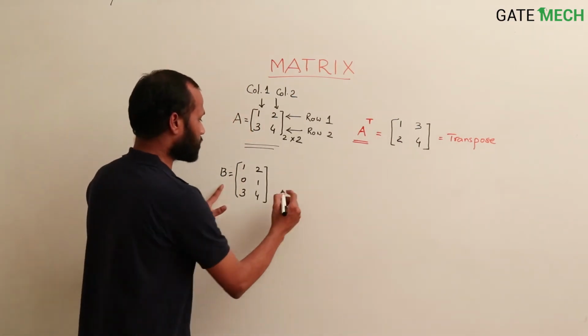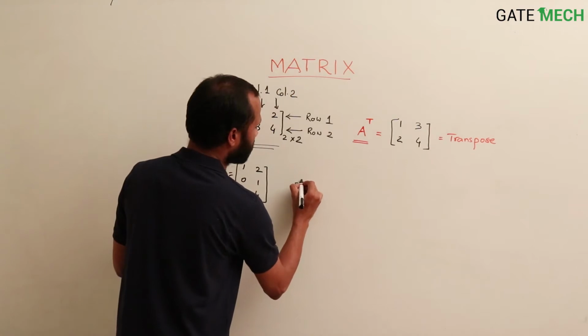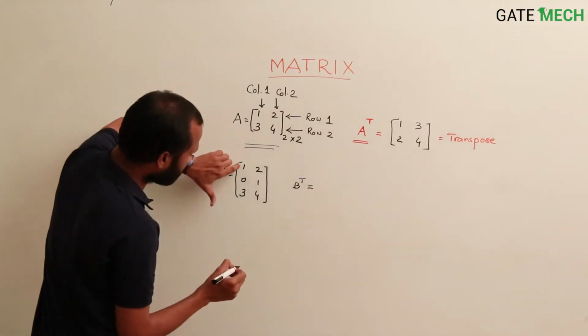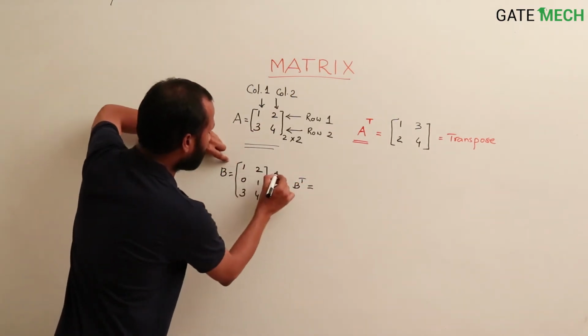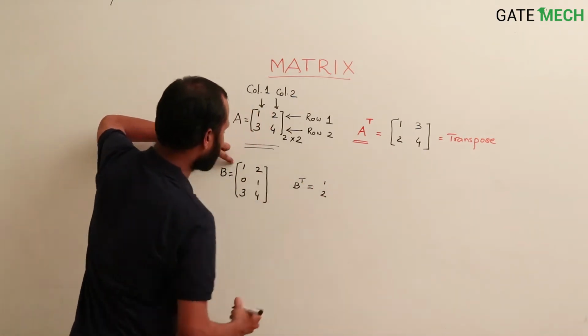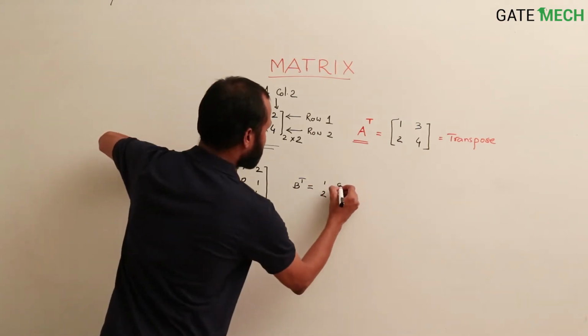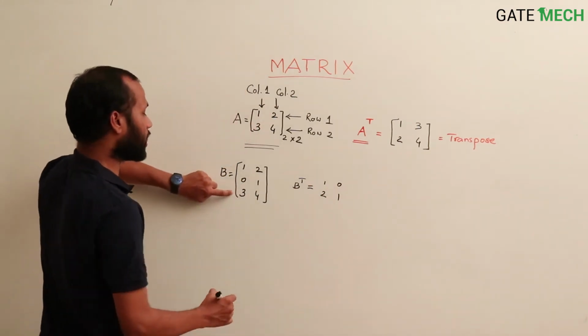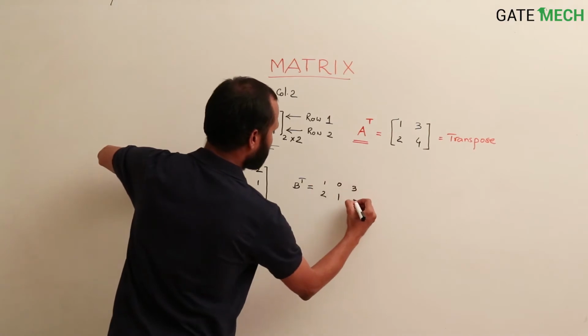Now here in this case I will write B transpose. What would be B transpose? The first row can be written as first column. First row is 1, 2, I will write it as a first column. Second row 0, 1, I will write it as a second column. Third row 3, 4, I will write it as a third column.